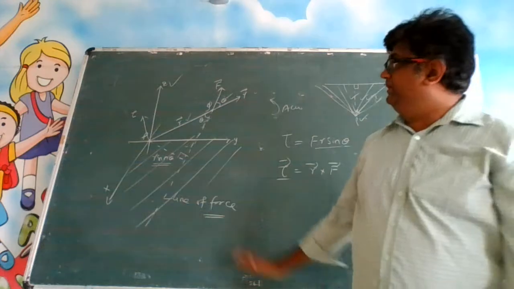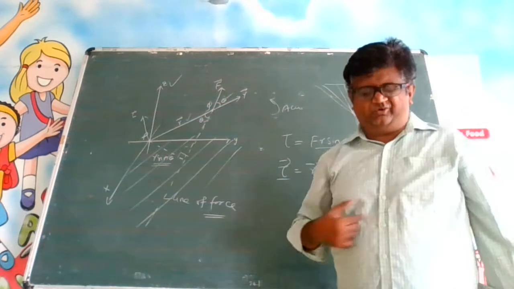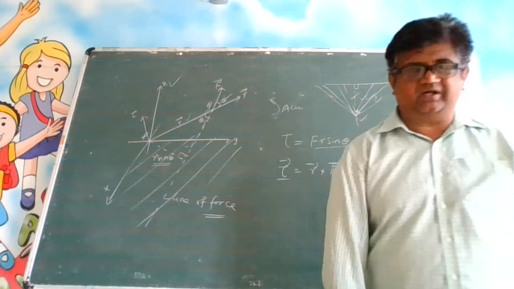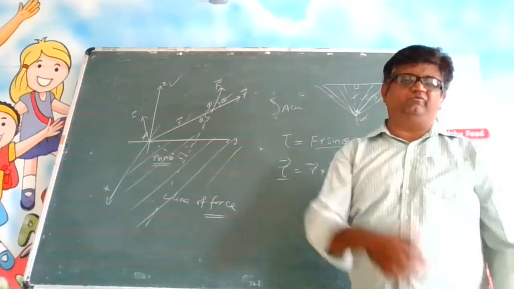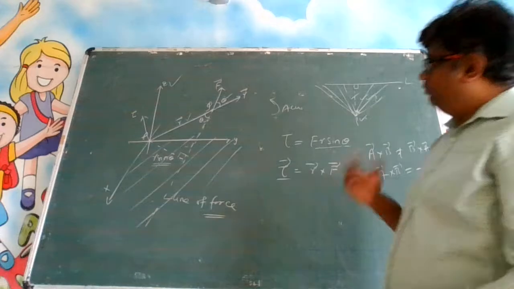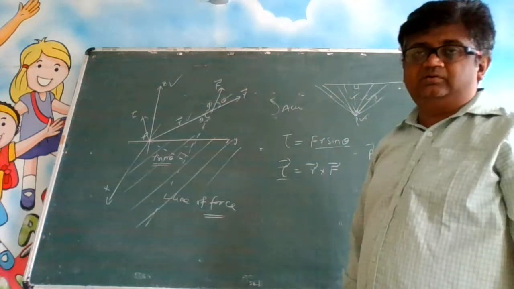So torque here will be in the Z direction. If you take the floor, on the floor F vector and R vector are there. So how will be the torque direction? Perpendicular to the floor. Just try to imagine. Okay. So what happens if I write F cross R?